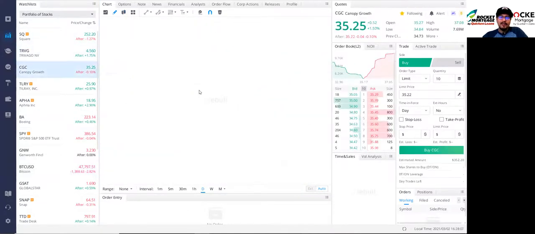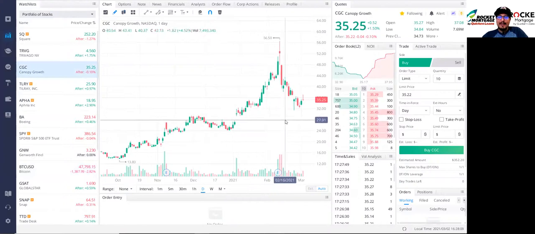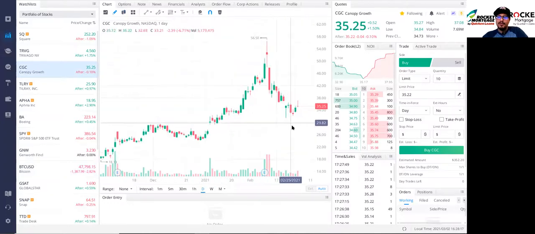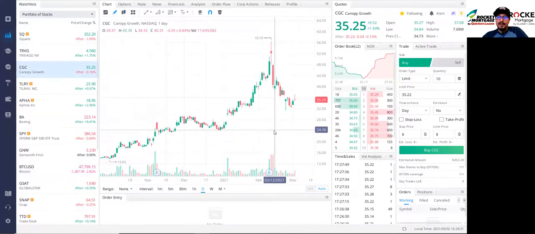Trivago, we already covered that. Canopy Growth, again, I bought it around 33. The reason is because it pulled back to a support area. You guys can see the support here at 32. You can see this level right here. 32 is definitely good support with a bounce right here.